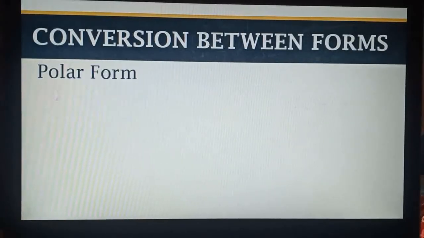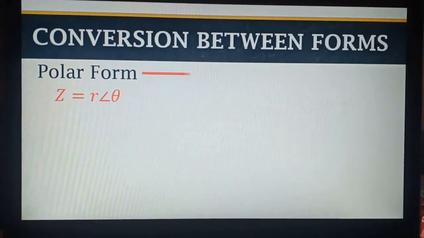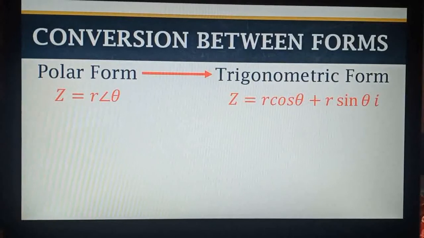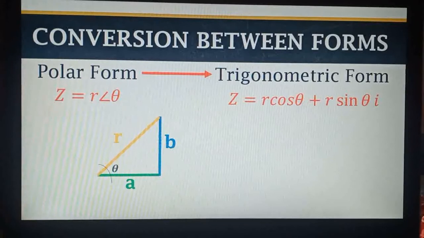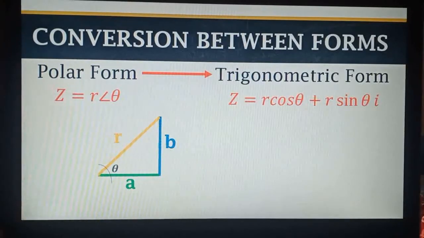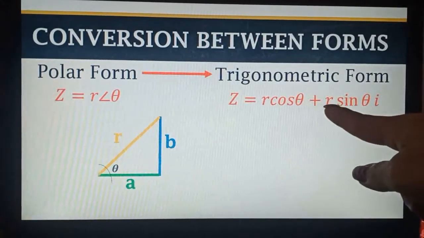Now, how about from polar form, which is c equals r angle theta, to be converted into trigonometric form, which is c equals r cosine theta plus r sine theta I. So knowing that r is the hypotenuse, then theta is the direction of your hypotenuse. You have the a as the horizontal, then b as the vertical. So you know that in rectangular form, this is your a and this is your b.